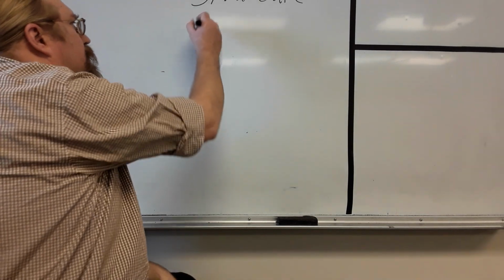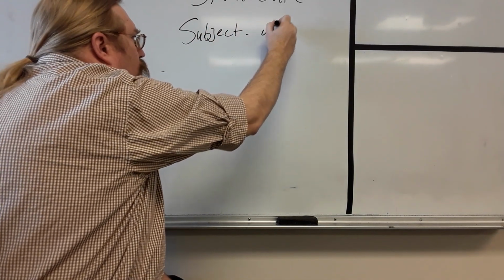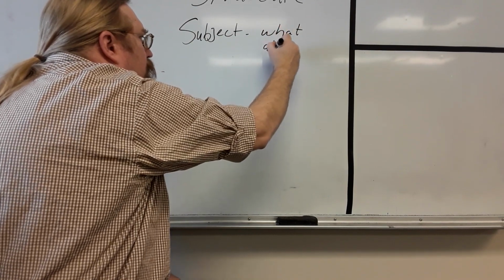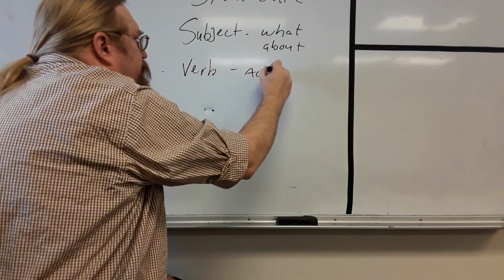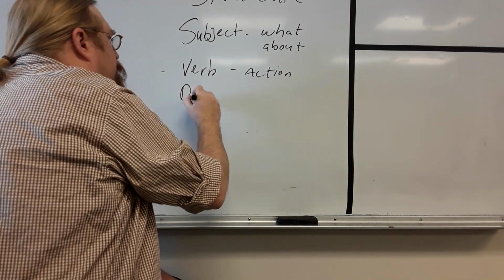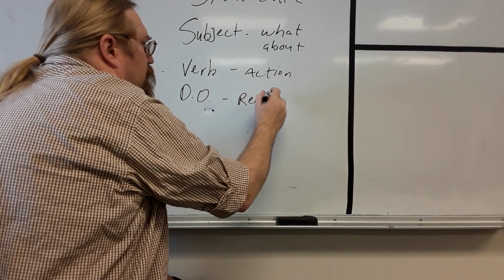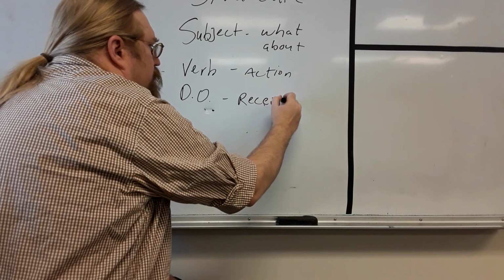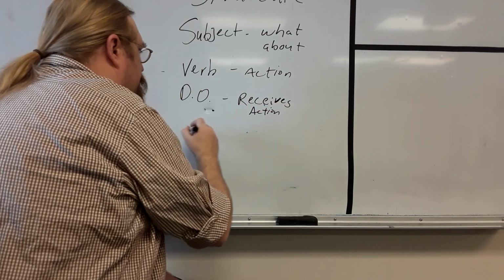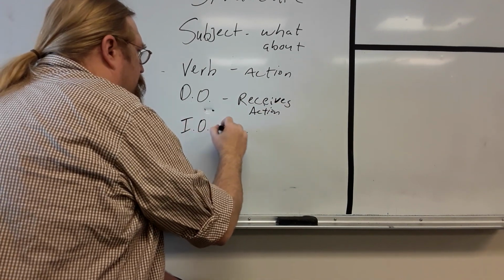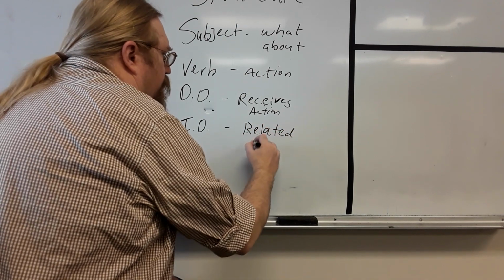Just to kind of recap that. Subject, what it's about. Verb, action. Direct object, receives the action. The indirect object is related, but no action.